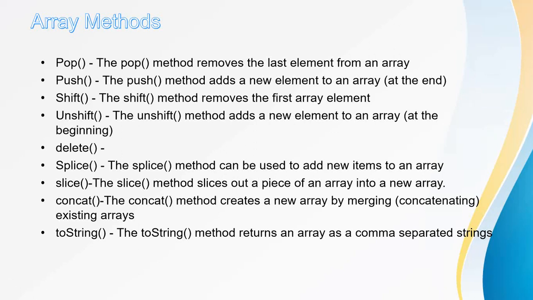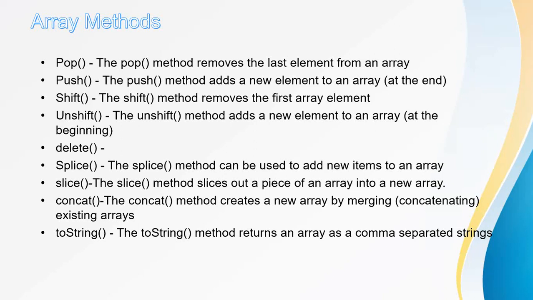Pop method: the pop method removes the last element from an array. Push method: the push method adds a new element at the end of the array. Shift method: the shift method removes the first array element. Unshift method adds a new element to an array at the beginning.